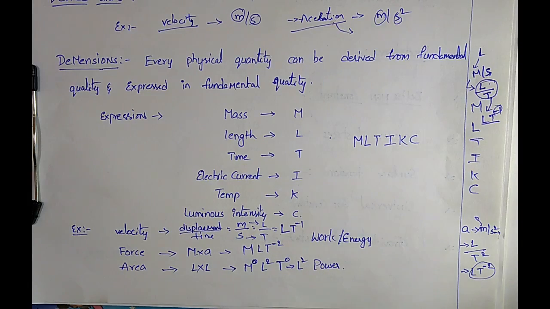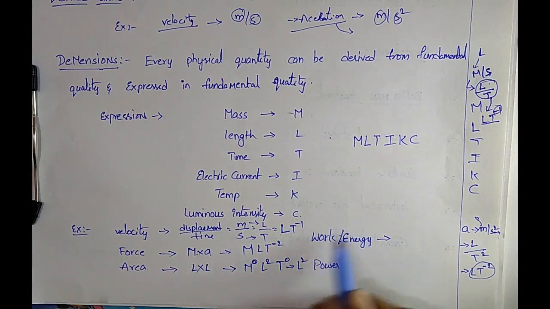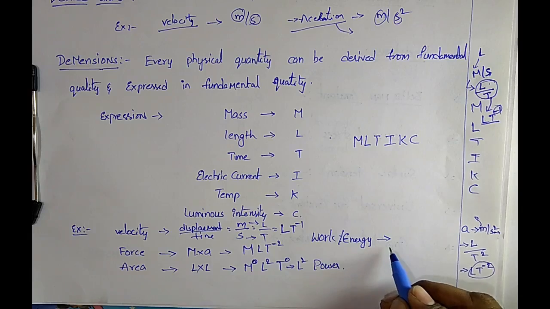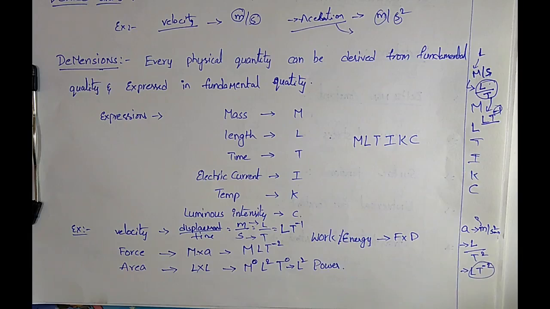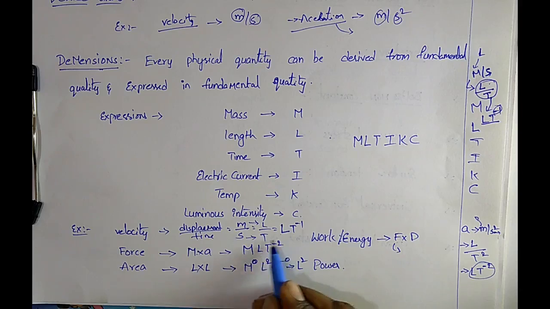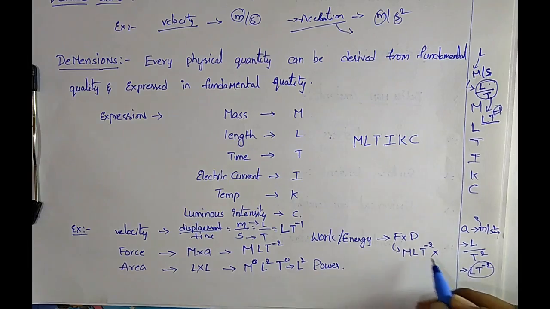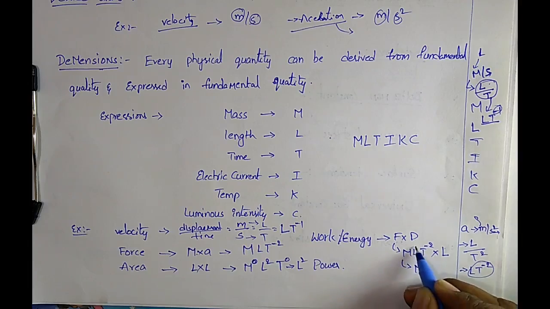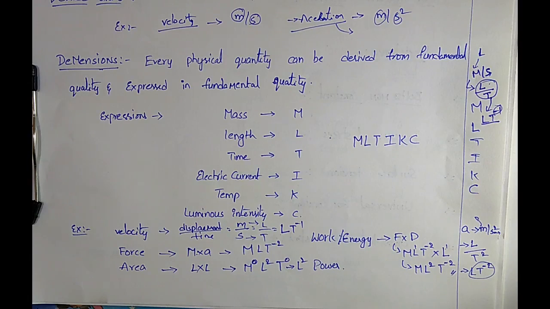For example, for work or energy, the units are the same. Work or energy is equal to force into distance. The dimensional formula for force is M L T power minus 2. Distance is L. So the final is M, L power 1 into L power 1, that is L power 2, and T power minus 2. This is the dimension formula for work or energy.